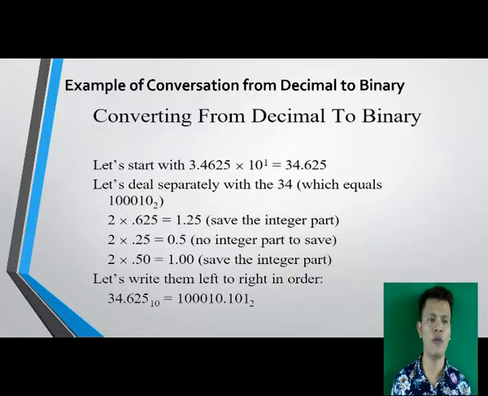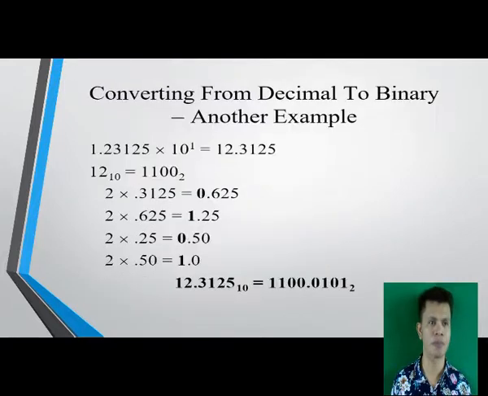Now, to write the whole answer, let's write the bits from left to right in order to get the conversion of decimal to binary, which is 34.625 base 10 is equal to 100010.101 base 2.